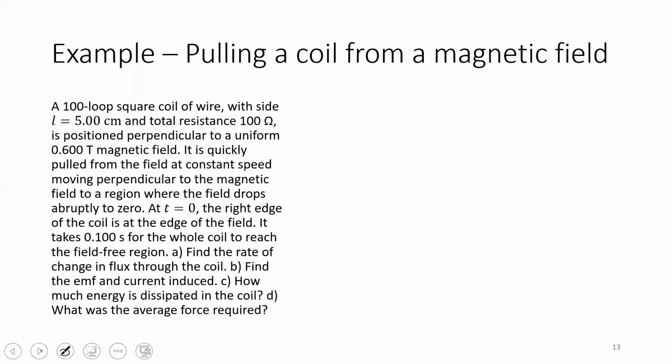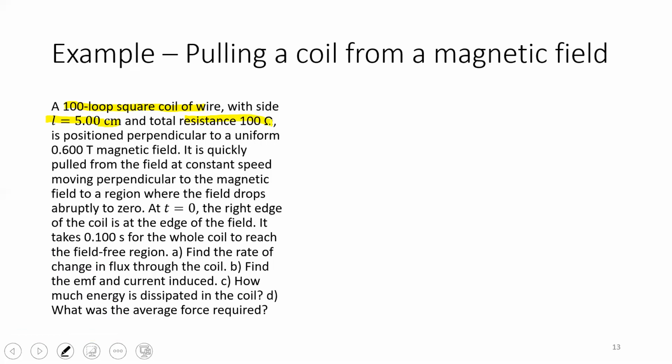All right, so let's try an example of Lenz's law. This is kind of a wordy, long example, so let's see how we can do it. So we've got a 100-loop square coil of wire. Let's start highlighting things that we want to write down as our givens. We've got a 100-loop square coil. It's got a side length of 5 centimeters and a total resistance of 100 ohms.